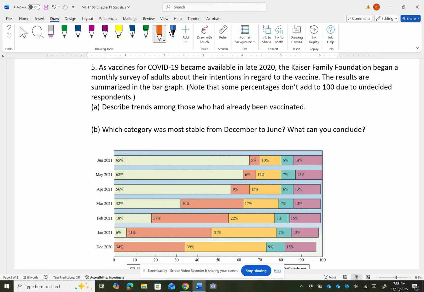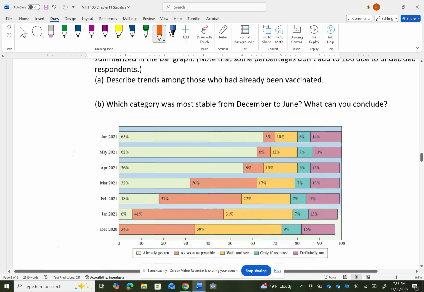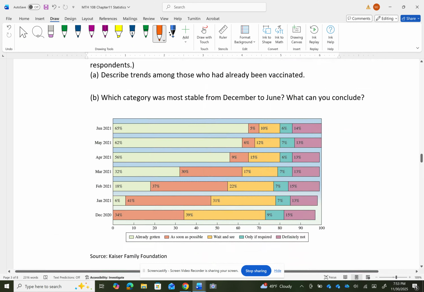And what they wound up doing is putting the information into a kind of horizontal bar graph, you could think of it, where over on the side you see June, May, April, March, right? Starting from December 20th, January, February, March, April, May, June, okay? And then the different colors tell you how many people had already gotten the vaccine, how many were going to get it as soon as possible, how many were going to wait and see, how many would do it only if required, and how many would definitely not. And it says to describe trends among those who had already been vaccinated.